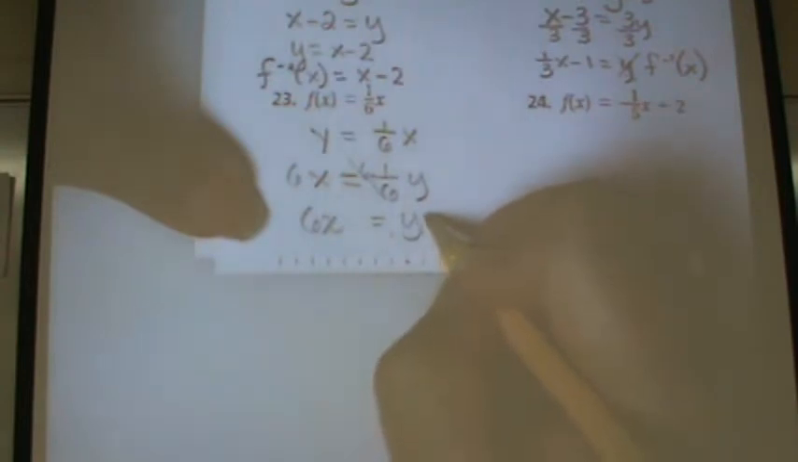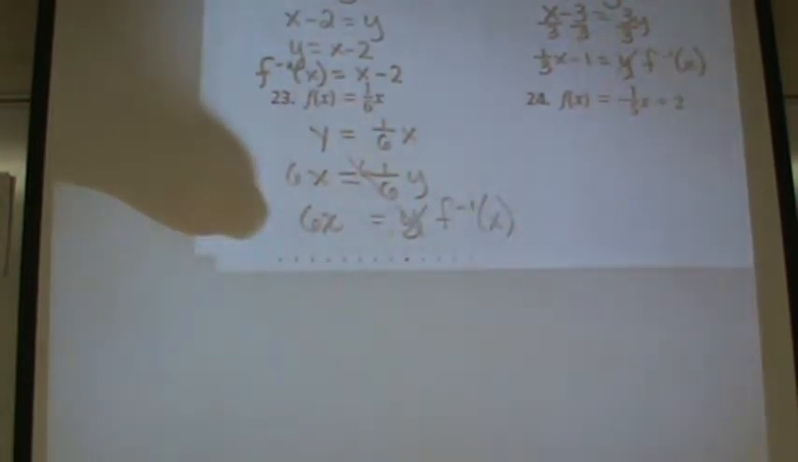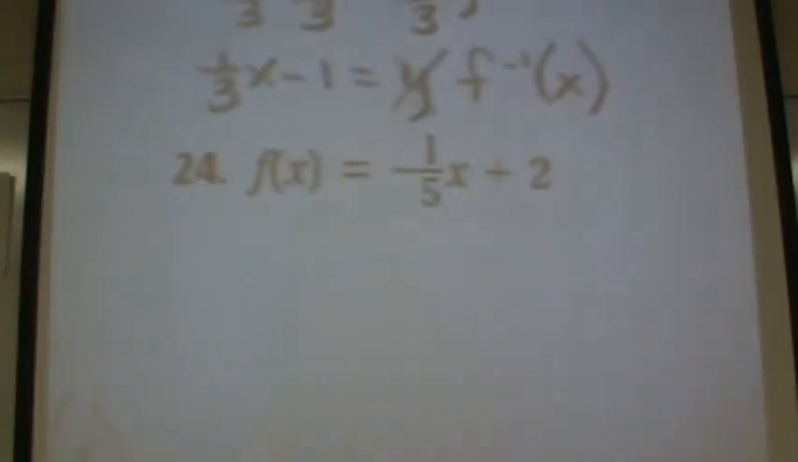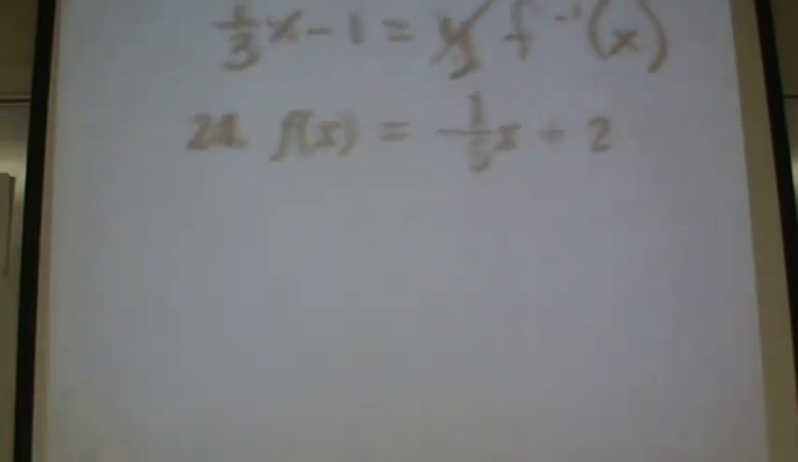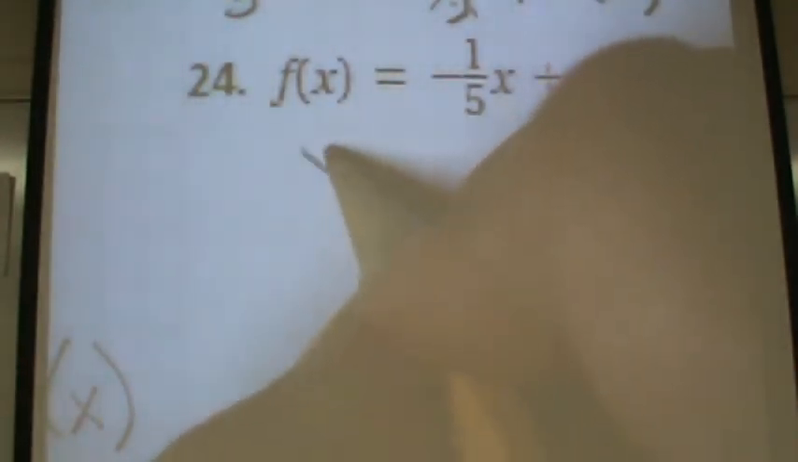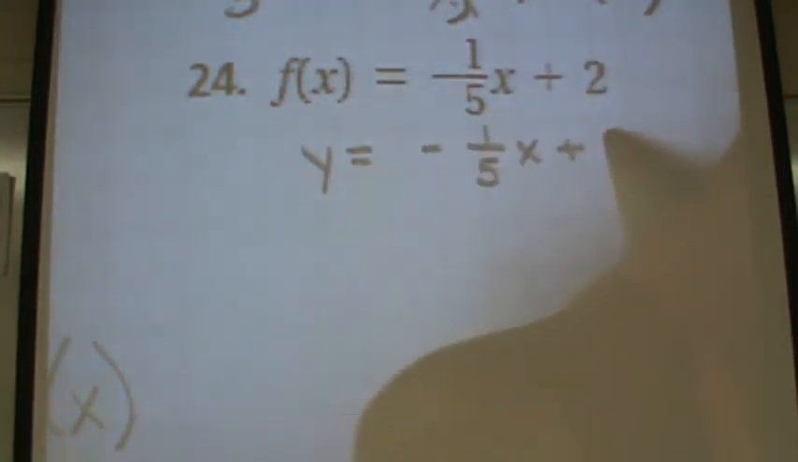And instead of leaving this as y, let's write this as f negative 1 of x, because that means it's the inverse. Do we want this to be a positive 1/5 or a negative 1/5? Positive? I think it's supposed to be a negative. It is a negative. Chris, am I still on the screen? Yep, okay, it's negative. So this is saying y is equal to negative 1/5 x plus 2.